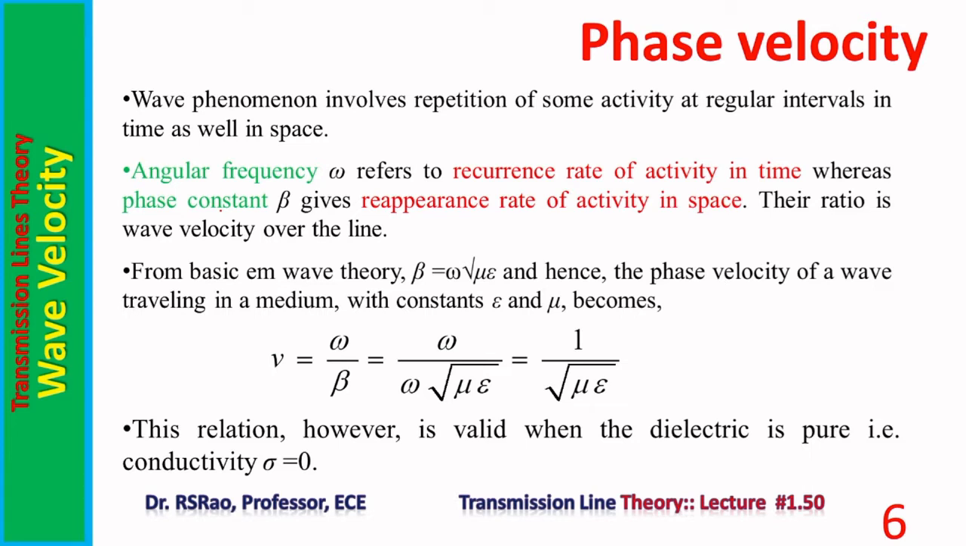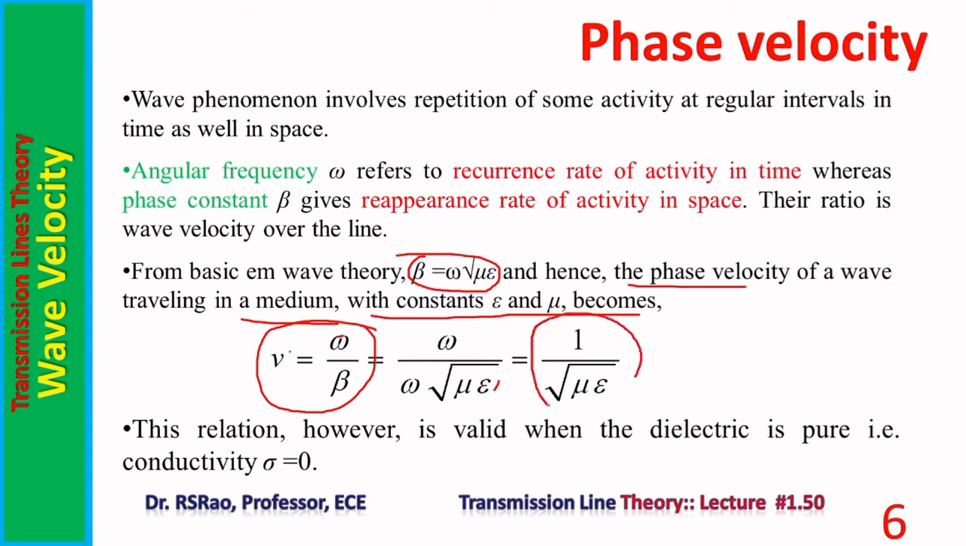From basic EM wave theory, beta is omega root mu epsilon. This is from electromagnetic field theory. Hence, the phase velocity of a wave traveling in a medium with the constants epsilon and mu becomes V. We have seen velocity V is omega by beta, but beta is omega root mu epsilon. So ultimately, what you have is 1 by root mu epsilon. This is according to wave theory.